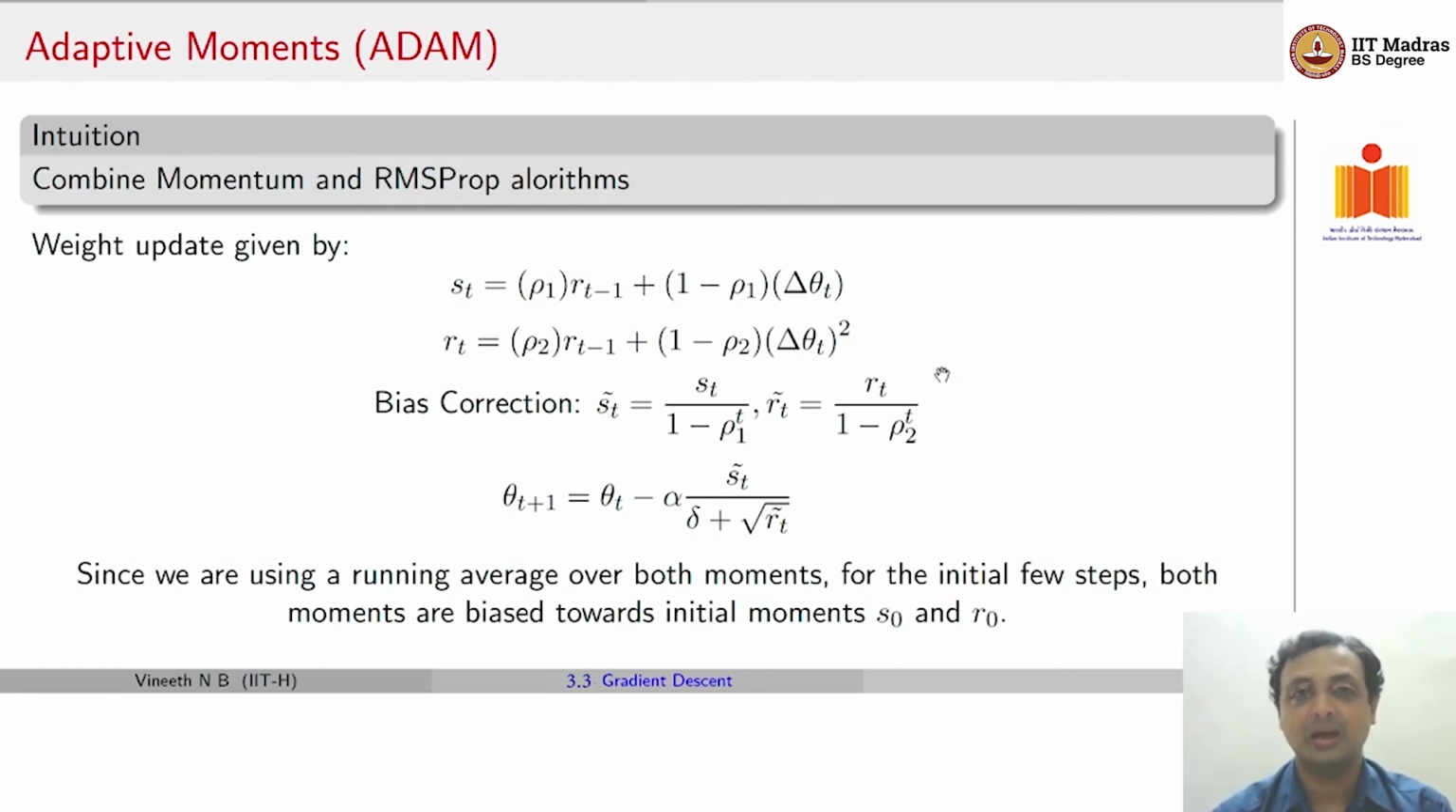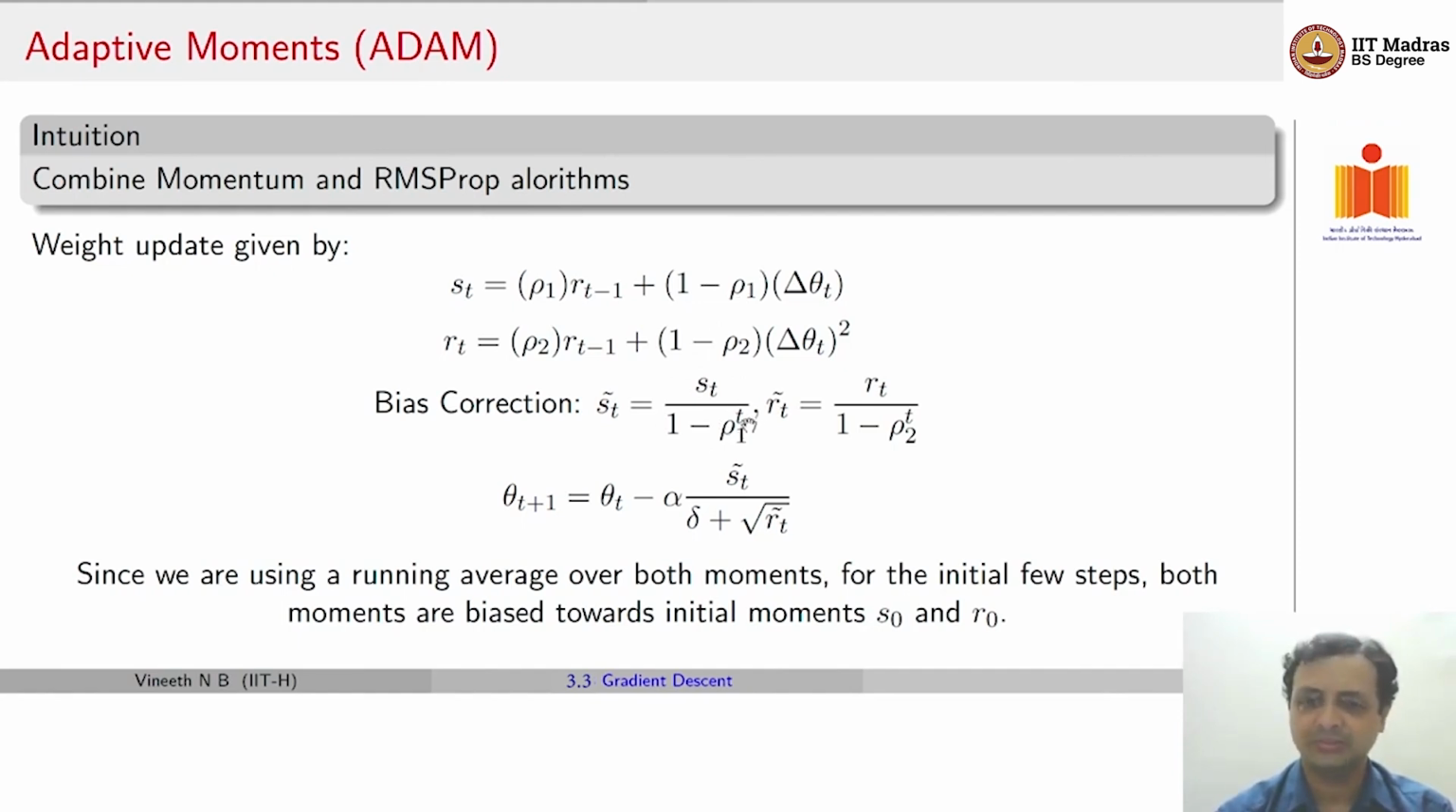Similarly, R_t tilde is R_t divided by 1 minus rho 2 power t. What does this do? If rho 1 is 0.9, remember 1 minus 0.9 is 0.1. So dividing S_t by 0.1 will now increase it tenfold. So by whatever fold it was reduced here, it's now going to increase it by tenfold in the initial iteration.